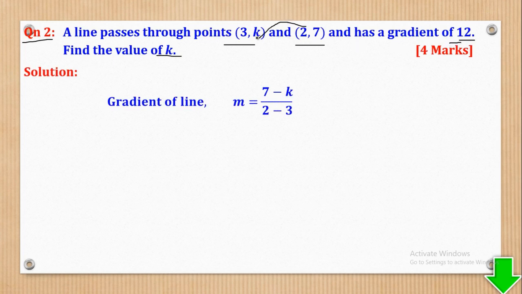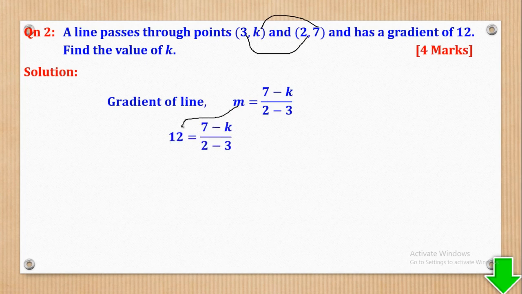So using these 2 points, remember gradient is change in y over change in x. So change in y will be 7 minus k, and change in x will be 2 minus 3. So the order is very important. So that will be m, and therefore that m will be our 12. So m is the gradient which was given, and it is here, and this is what is here.